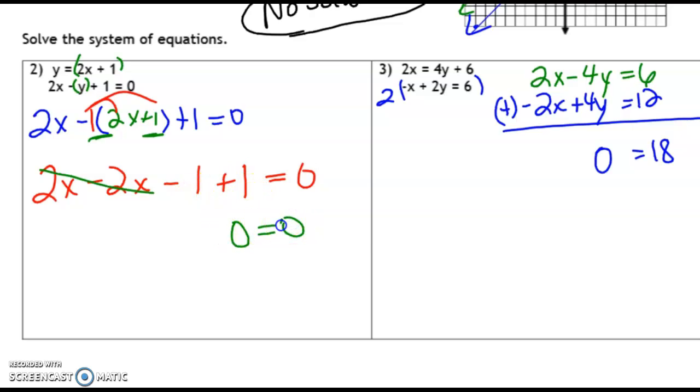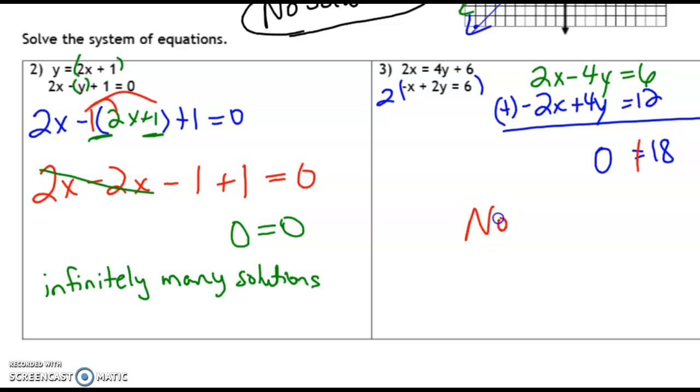So if you get something like 0 equals 0, or 4 equals 4, or 1 equals 1, and it's a true statement as you are solving the system of equations, then you can say that this is infinitely many solutions. And number 3, this time I did elimination. I had to take my second row times 2. The first row I just had to move the 4y to the left. Once I add those up, I get 0 equals 18. Does 0 equal 18? No, 0 does not equal 18. This is going to be no solutions.